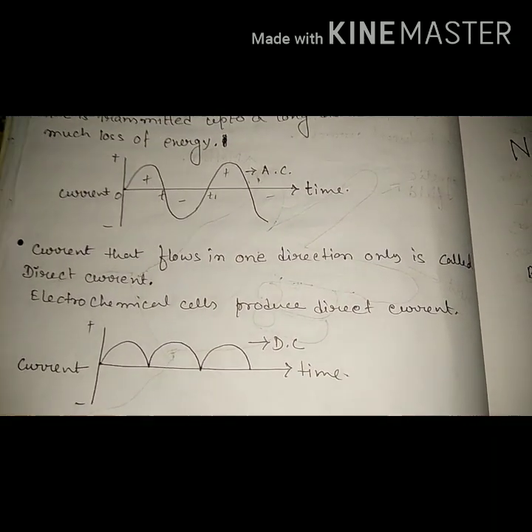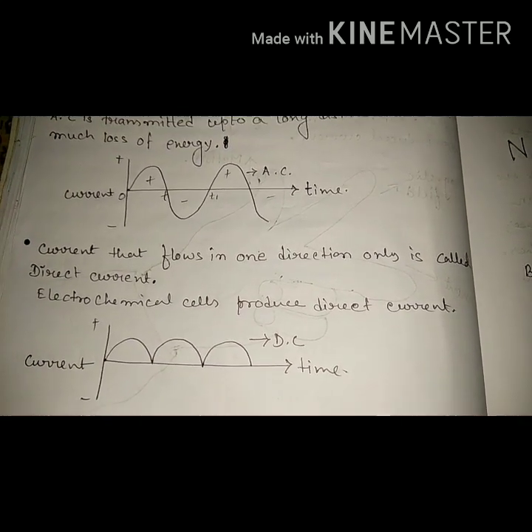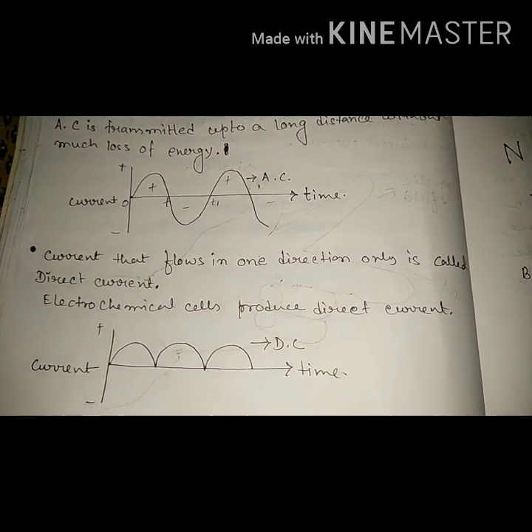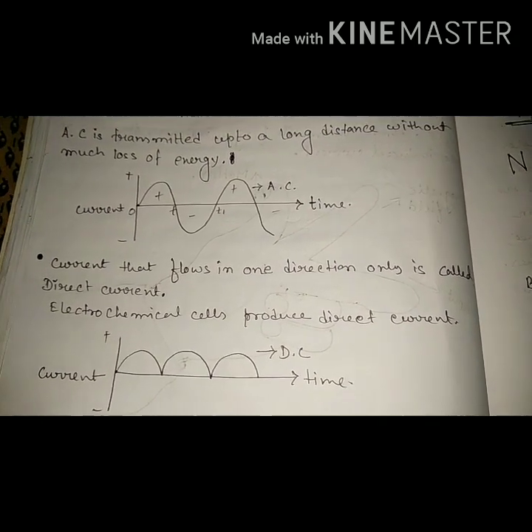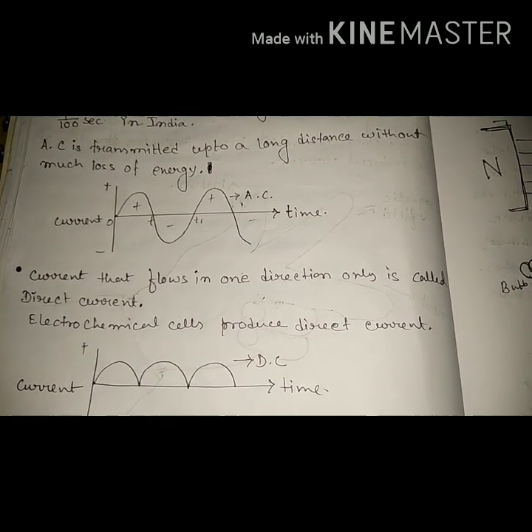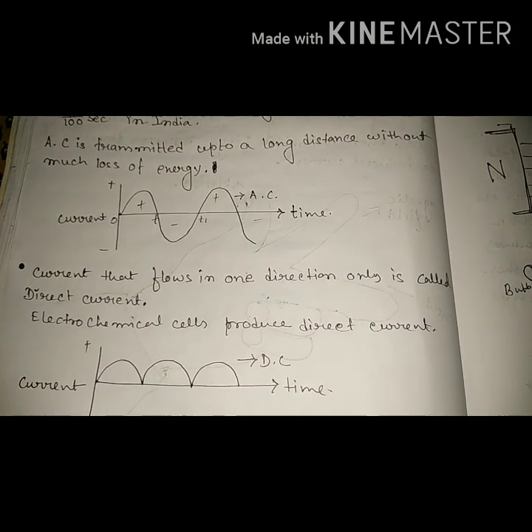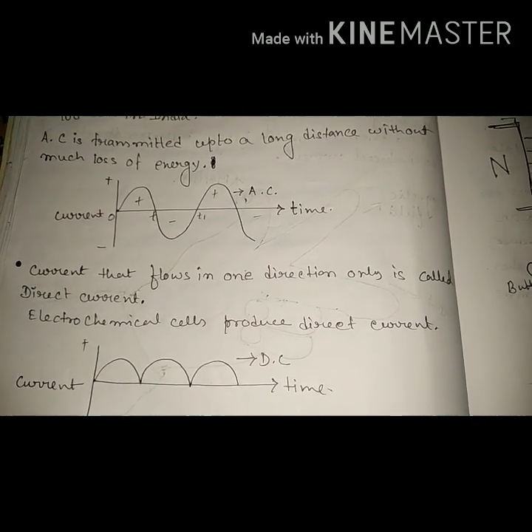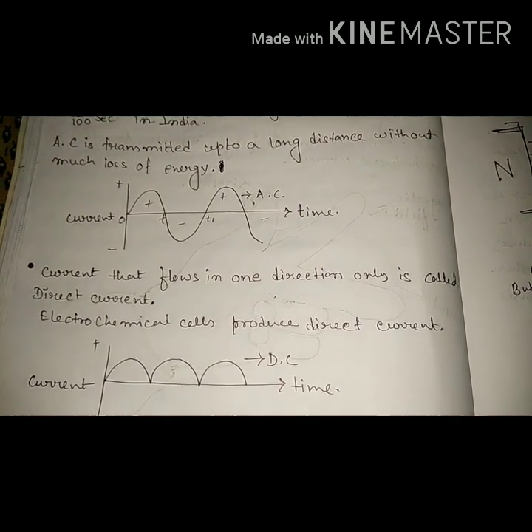The electrochemical battery we use for a torch, those cells produce direct current, DC current, and this DC current cannot be transmitted up to a long distance, because after some distance it loses its energy. Okay, so this is the advantage of AC over DC.